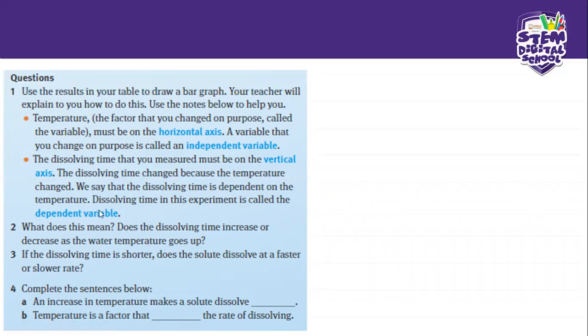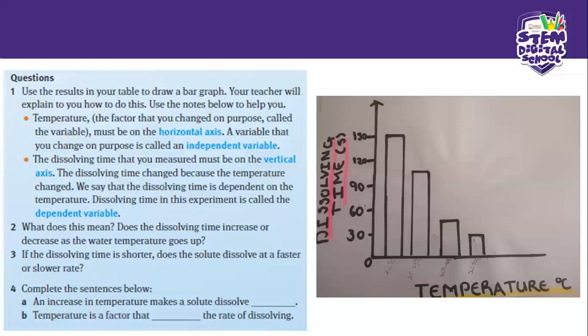Okay, so guys, let's do question 2, and I am going to need answers from you. So what does this mean? Does the dissolving time increase or decrease as the water temperature goes up? Just remember the results table. Or actually, we could even use the graph to answer this question. Does the dissolving time increase or decrease as the water temperature goes up?